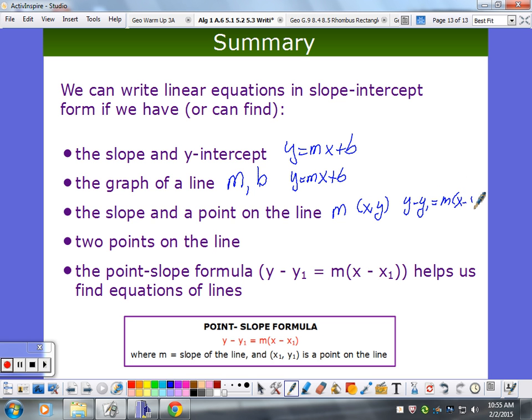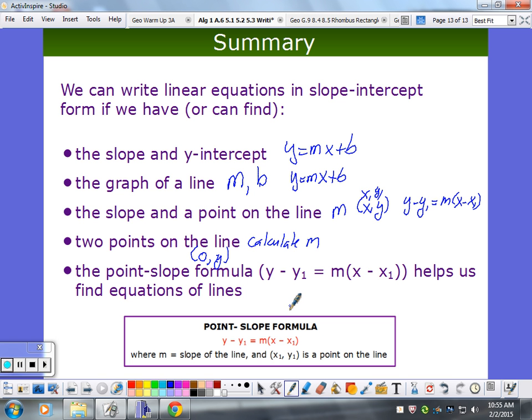Y minus y1 equals m times x minus x1. And that's your x1, y1 right there. If you have 2 points on a line, you calculate slope. And if one of the points happens to be 0 something, that's your y-intercept. Come back up here. If not, use one of the points in the point slope formula. Pick either one. Does not matter.